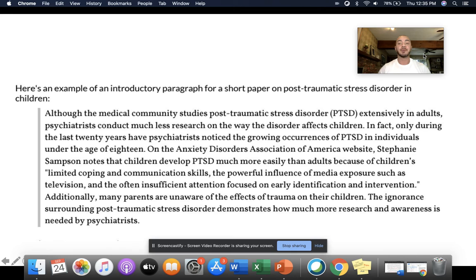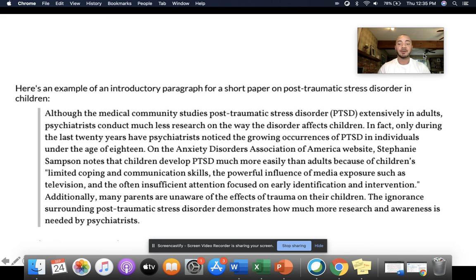So let's break this down. This is a very well-developed introductory paragraph. It begins by starting with a shocking fact. Our fact that hooks the reader in is that the medical community is not studying PTSD in children. We then get a little bit of background explaining what effects PTSD have on young people in general, and the lack of focus that has existed on PTSD in children. We get about 3 sentences that provide that background information.